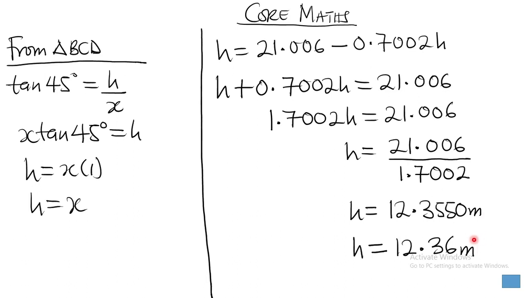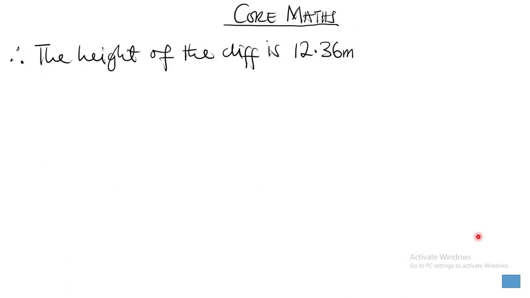Alright, so students, this is the solution to the assignment using the second approach. Good. But remember, we have to conclude. So in conclusion, the height of the cliff is 12.36 meters.